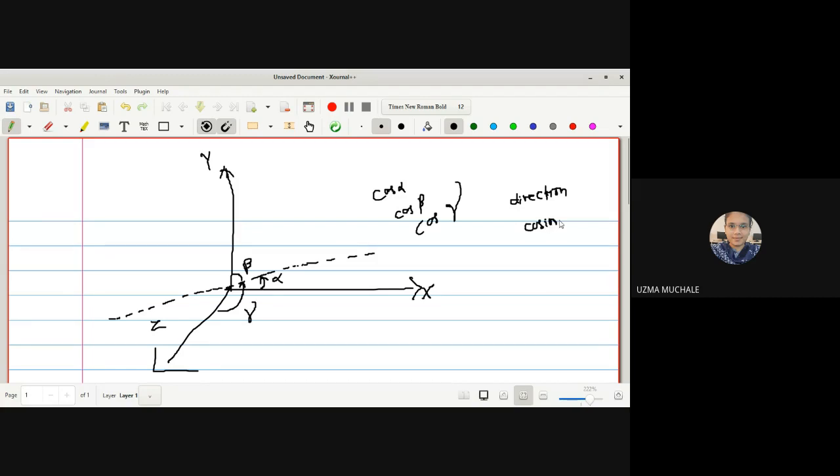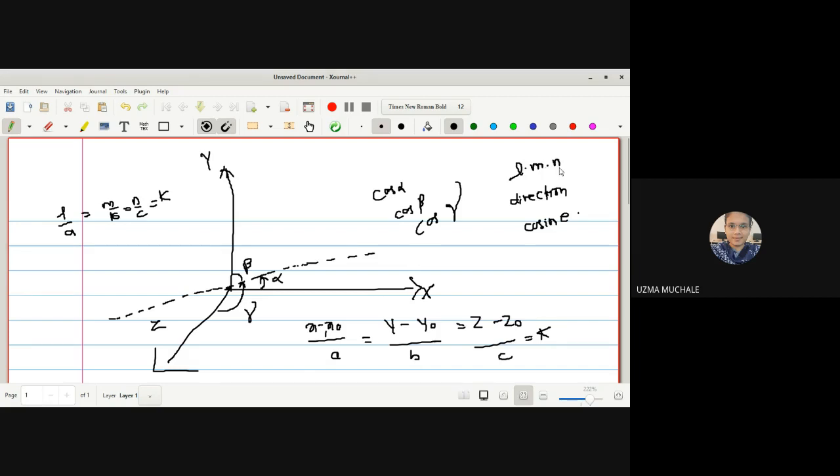Does everyone remember this now? We have written the relation like L upon a is equal to m upon b is equal to n upon c is equal to some constant k, and the parametric equation of a line is x minus x naught divided by a, y minus y naught divided by b, and z minus z naught divided by c, which is equal to some constant. Here L, M, N is nothing but your direction cosine. What is direction cosine? And another word is also there. Do you remember?